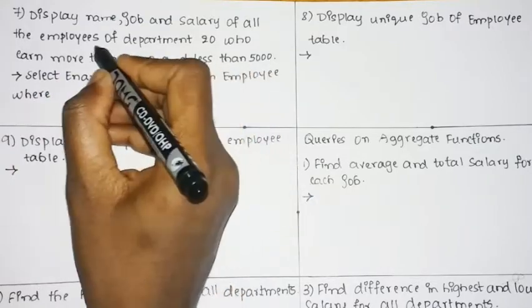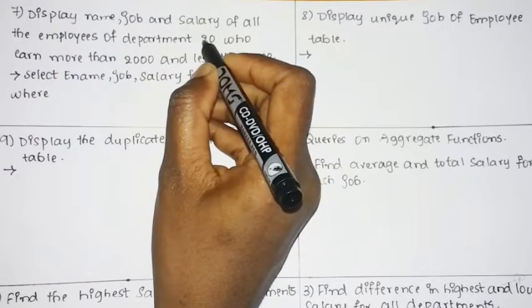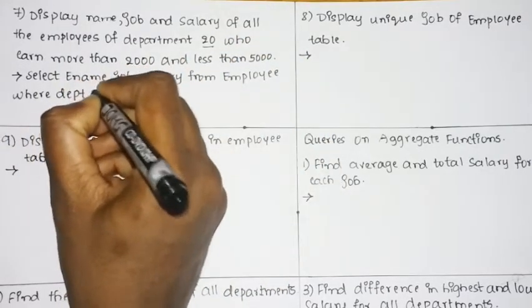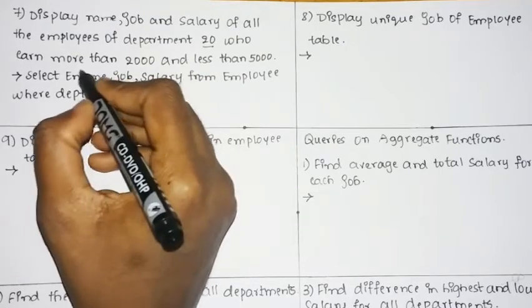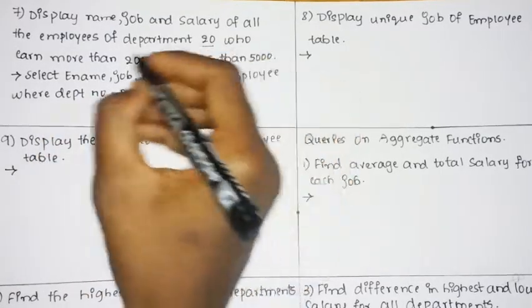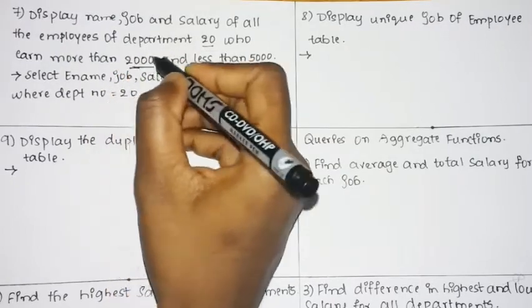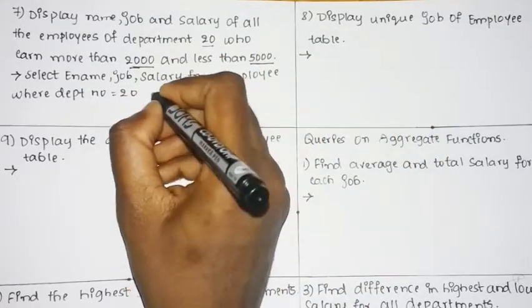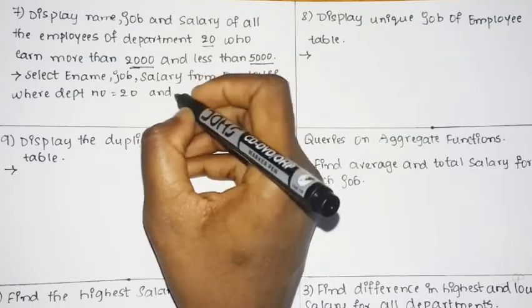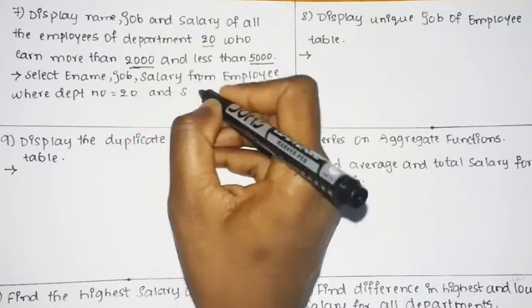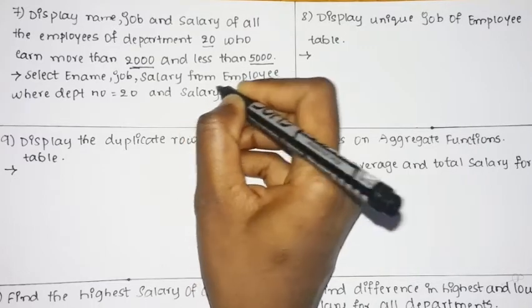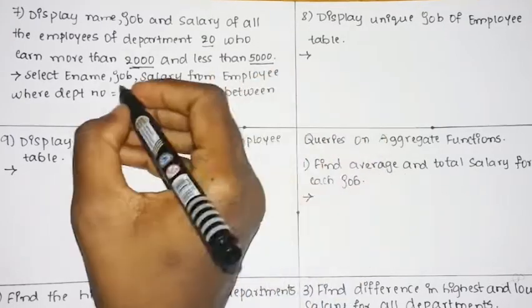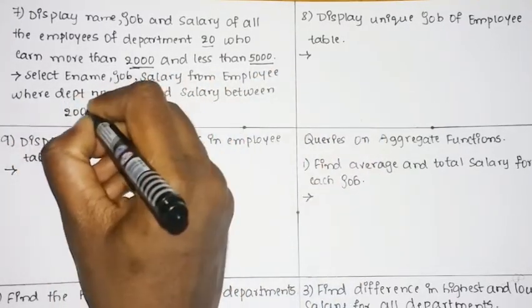I need to use the condition where department is 20, that means where department number equal to 20, and who can earn more than 2000 and less than 5000, which means they have given a range that it should be more than 2000 and less than 5000. So you can use a between clause, because you need to merge this statement. So department number equal to 20 and salary should be between 2000 and 5000.